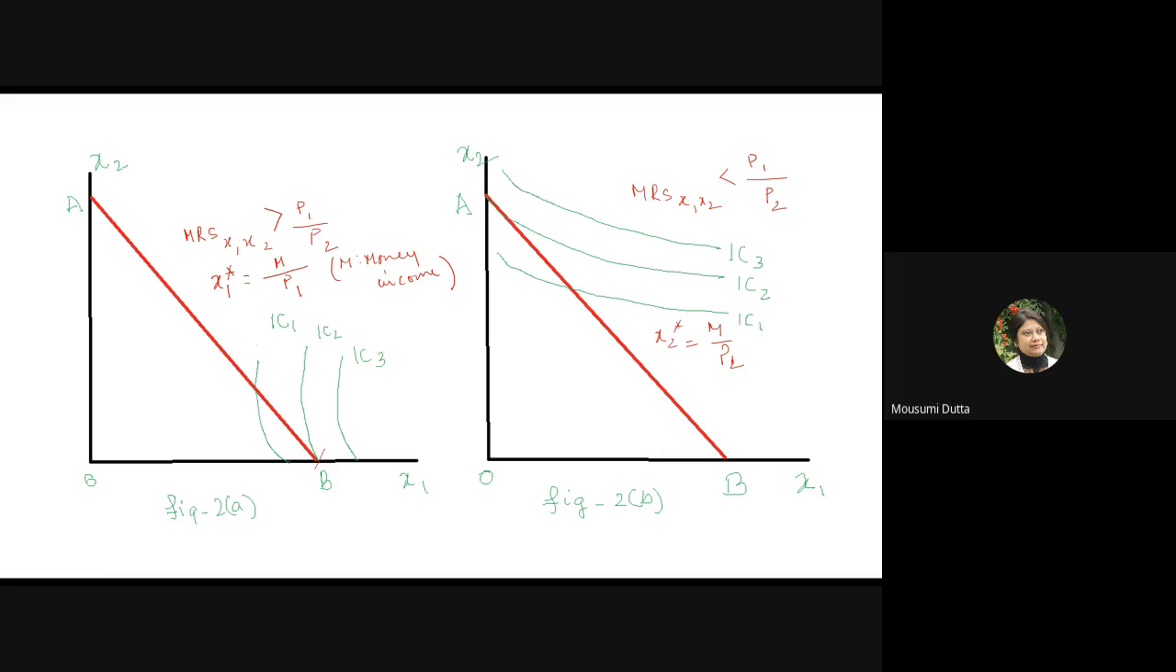Please add, if the ICs are such that MRS X1, X2 exceeds P1 by P2 everywhere along the budget line, the consumer will purchase only X1.